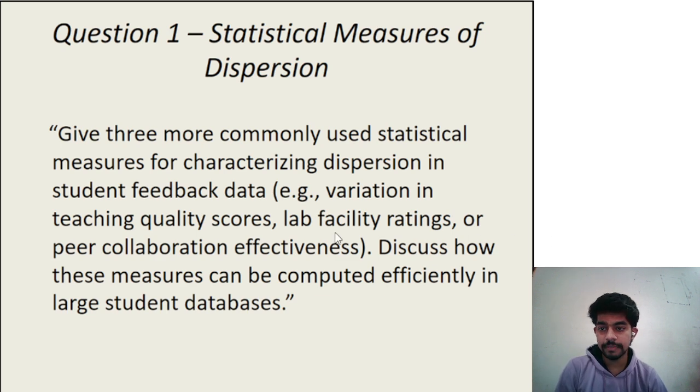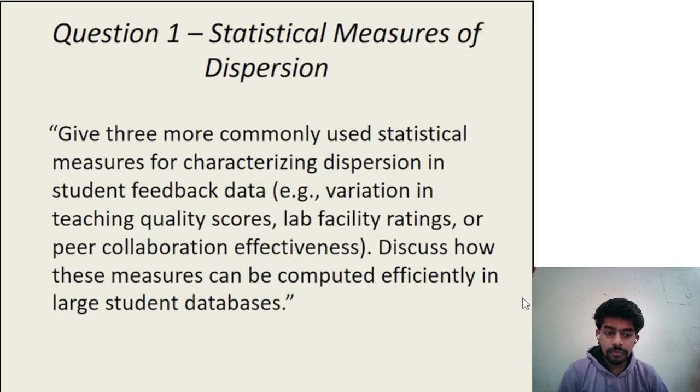Here is the question first. Let's read it first. Give three more commonly used statistical measures for characterizing dispersion in student feedback data. Example, variation in teaching quality scores, lab facility ratings, or peer collaboration effectiveness. Discuss how these measures can be computed efficiently in large student databases.